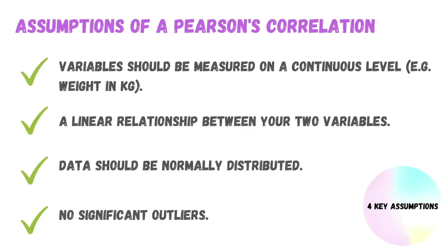So I'm just going to go over the assumptions of a Pearson's correlation. As I've already mentioned, variables should be measured on a continuous level. You should also have a linear relationship between your two variables. Thirdly, data should be normally distributed, and you can test this on SPSS, which I will cover in another video. One way you can do it is by using a Shapiro-Wilk test of normality, but as I said, I'll cover that in another video. And also, you should have no significant outliers.